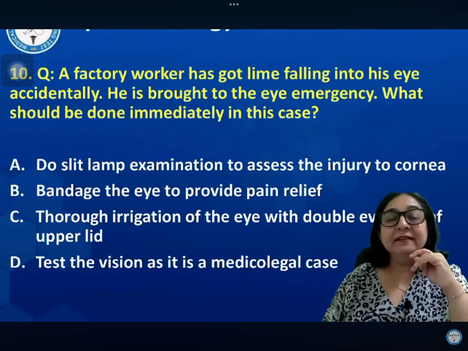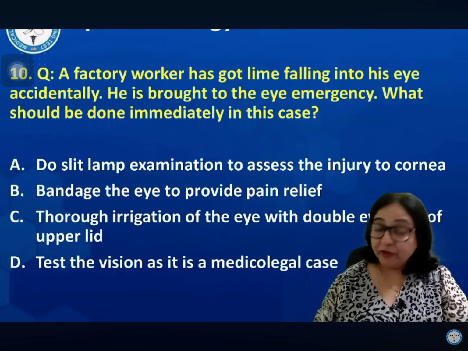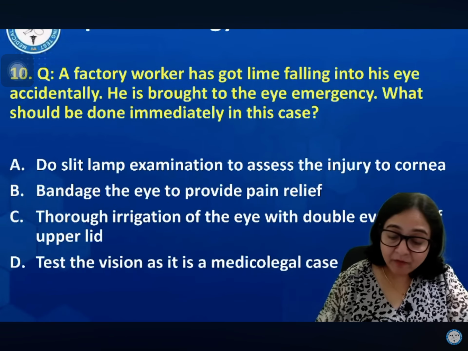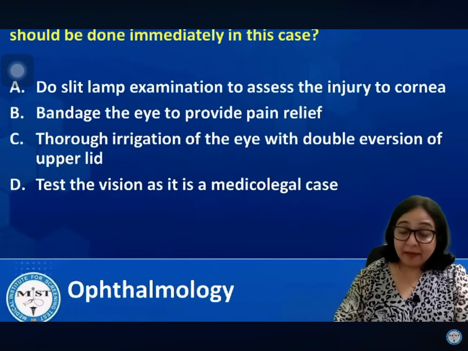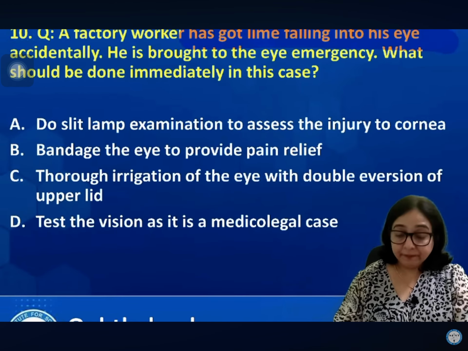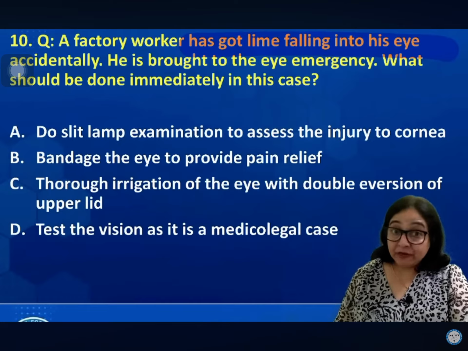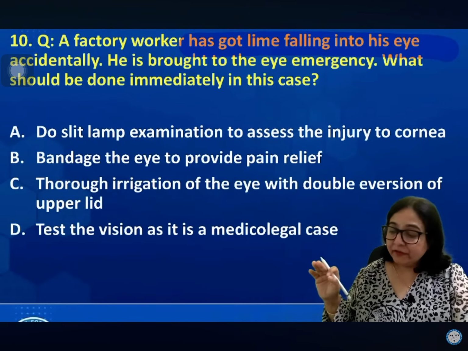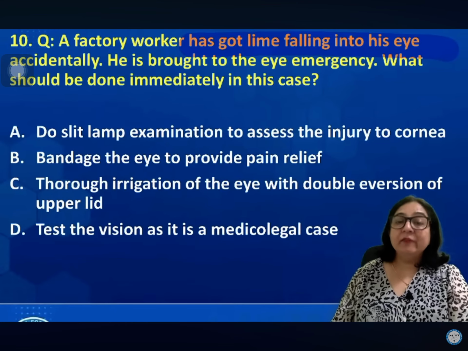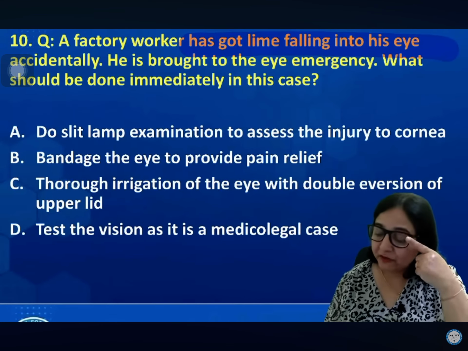So again, guys, the trauma-based questions are very important for you. A factory worker who has got lime falling into his eye is brought to the eye emergency. So what are the options with us? Do slit lamp examination to assess the injury to the cornea. Bandage the eye to provide pain relief. Do thorough irrigation of the eye with double eversion of the upper lid. Test the vision as it is a medico-legal case. So what should be done in this case? What should be the first or the immediate step in the management?